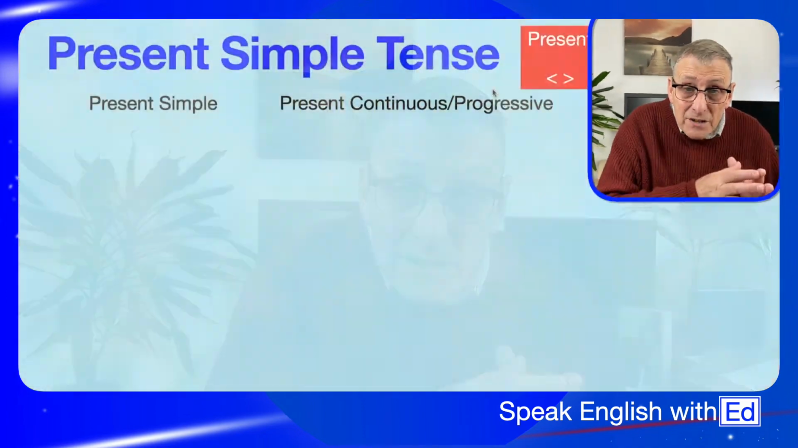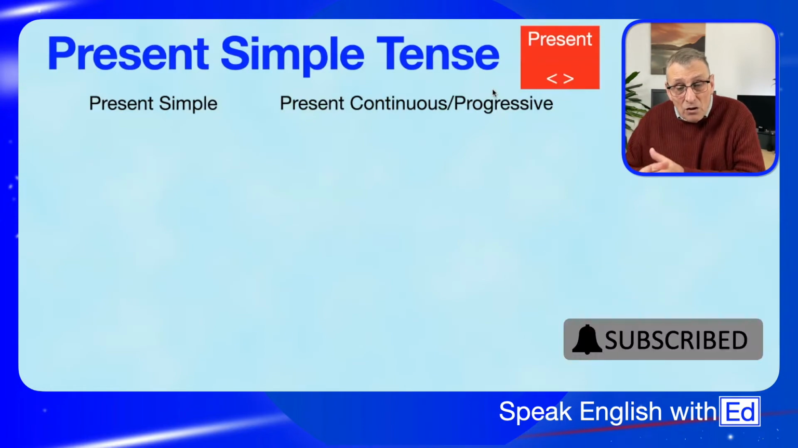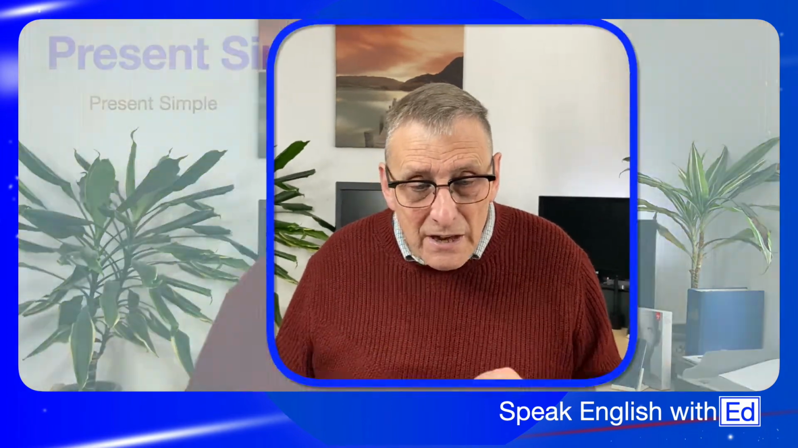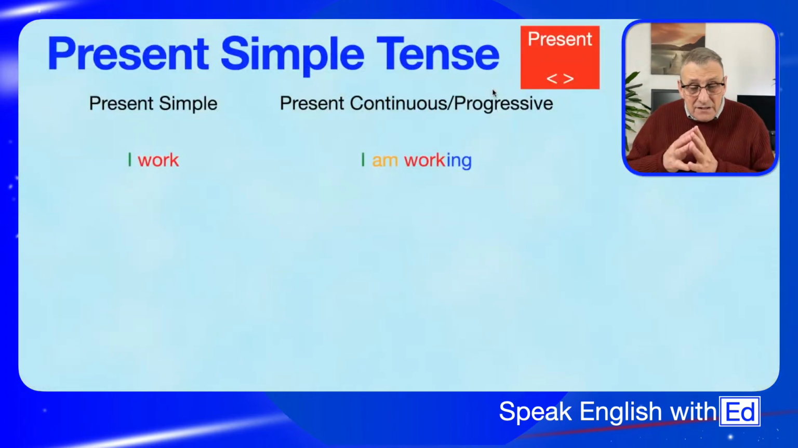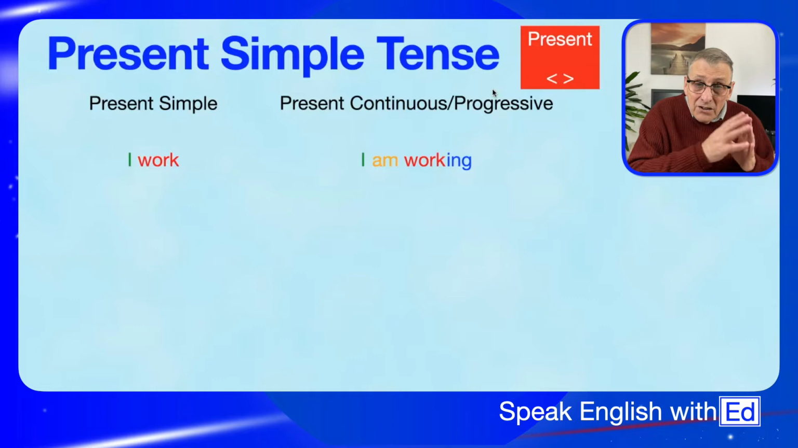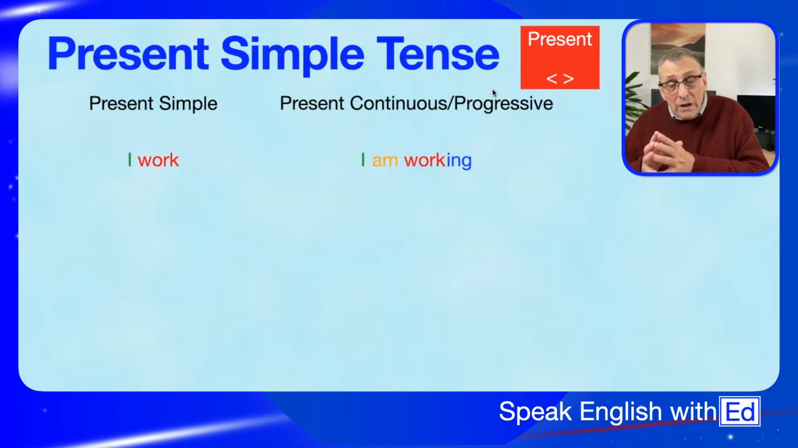And today we're going to concentrate on talking about the present, what's happening now. And there are two ways that we talk about the present. We talk about it in what we call the present simple, and we talk about it in what we call the present continuous. Sometimes called present progressive, but they're both exactly the same. It doesn't matter which one you hear, they're both talking about the same. So here's two sentences. I work and I'm working. I work is in the present simple and I am working is in the present continuous.